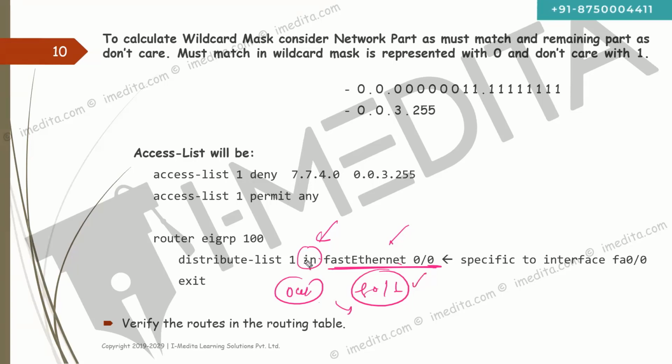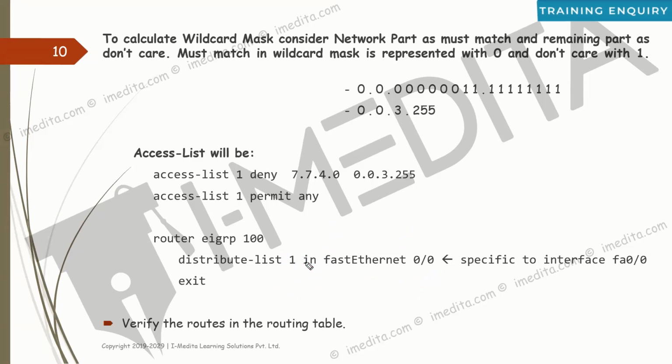Also remember, we cannot apply more than one ACL in one direction. Like we cannot say distribute list 1 in, and just below that say distribute list 2 in. We cannot say that. In one direction, one ACL will be applied. That rule is still applicable in route filtering as well. This rule is also there in traffic filtering, that on one interface we cannot apply more than one ACL.